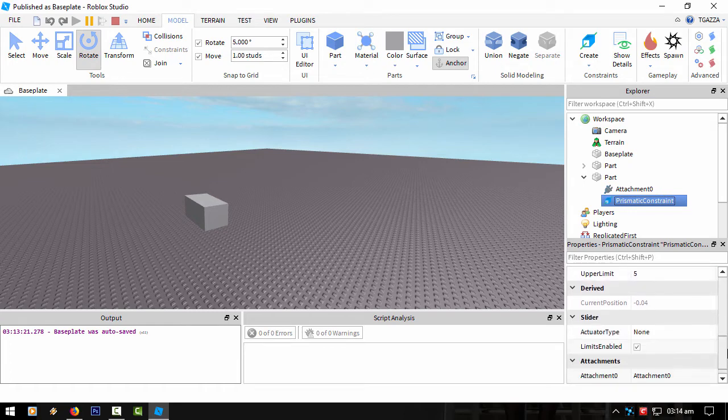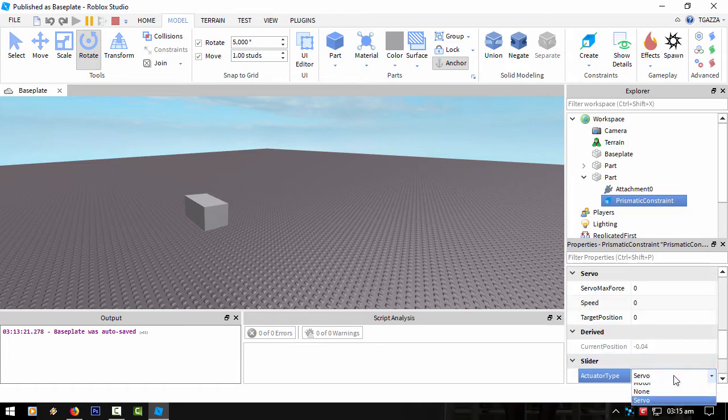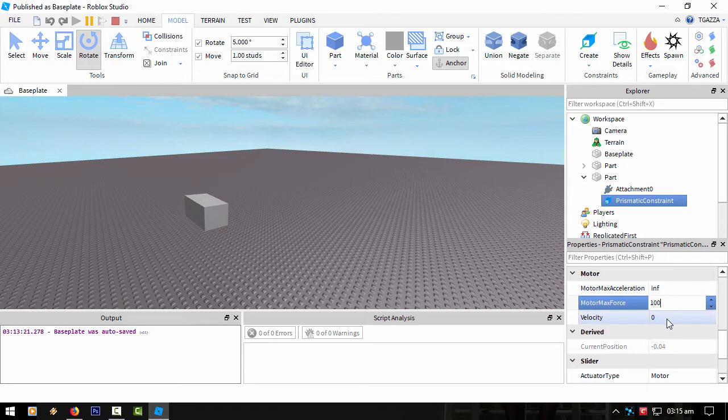The only thing that you should worry about or set is either set this to a motor or a servo. If you want it to go back and forth, it's best to set a servo, so you can set the length. So what is actually motor? I've never really played with the motor. I guess it just continues going. So let's do 1000 and velocity of 100.